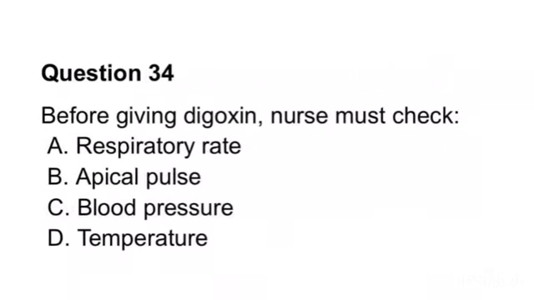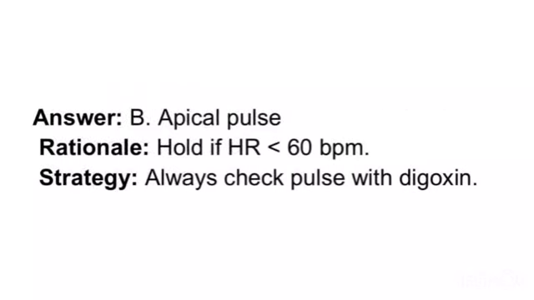Question 34. Before giving digoxin, nurse must check: A. Respiratory rate. B. Apical pulse. C. Blood pressure. D. Temperature. Answer: B. Apical pulse. Rationale: hold for HR less than 60 bpm. Strategy: always check pulse with digoxin.